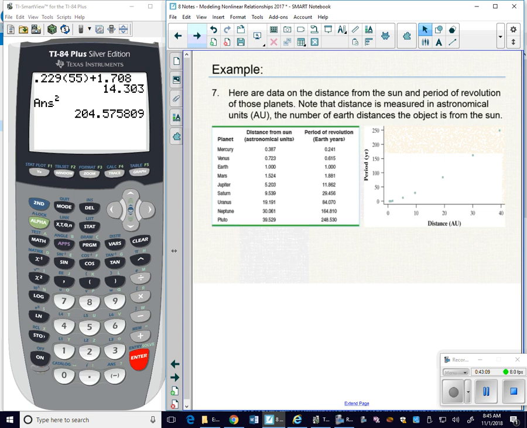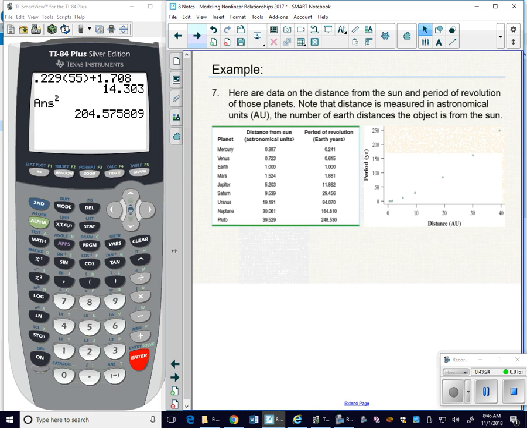So if you take a look at the data for the different planets and you take a look at the scatter plot, I see a definite positive association. It seems to be very strong. And if I'm glancing at it, it looks fairly linear.